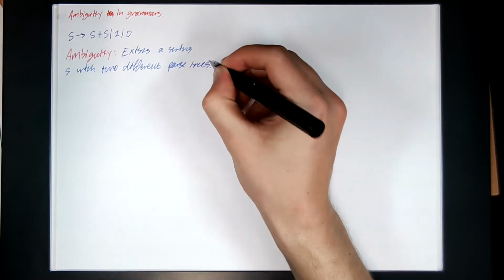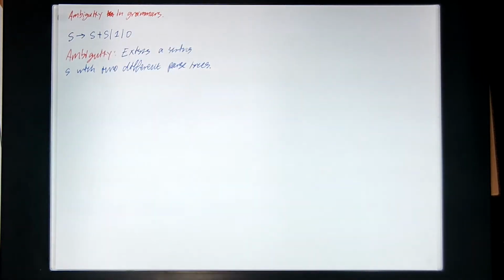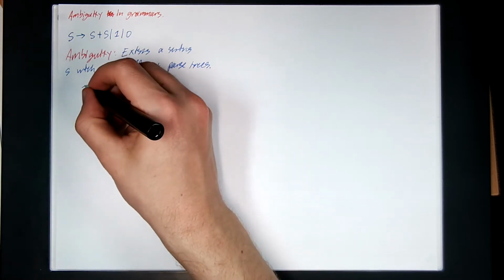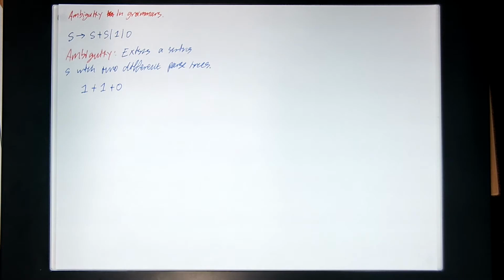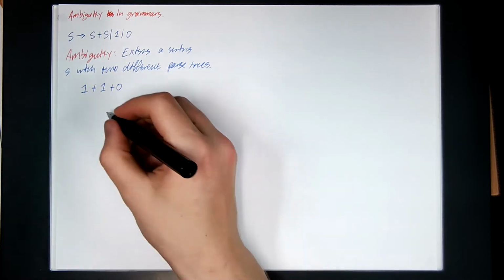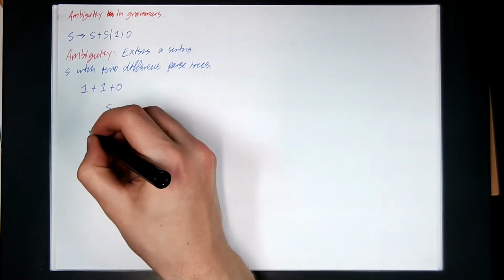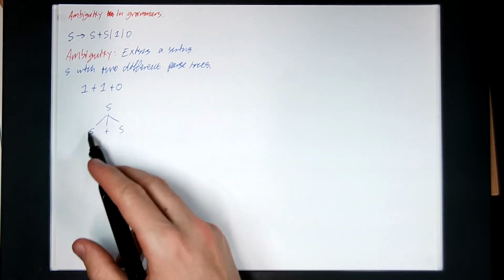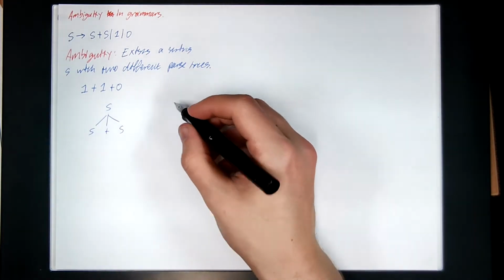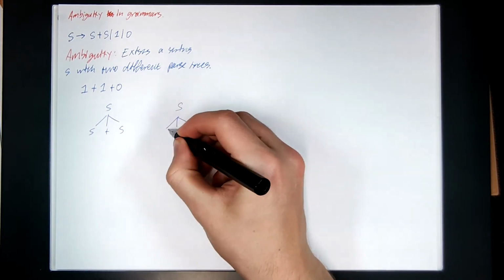So let's look at this example here. S can go to S plus S, or 1 or 0. We want to make a parse tree for the string 1 plus 1 plus 0. We want to be able to do it in two different ways to show that this is ambiguous. Start with this: S goes to S plus S. And you can see here I've got a choice. I can either evaluate the left-hand side or the right-hand side. And whenever I have a choice, that's what's going to give me ambiguity, right?